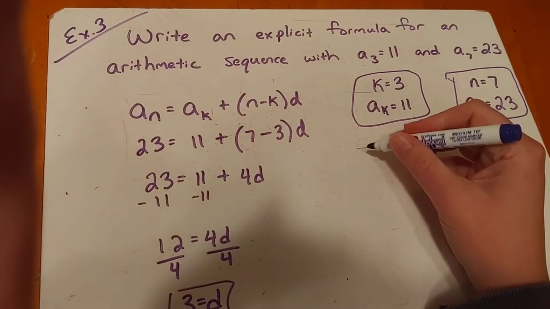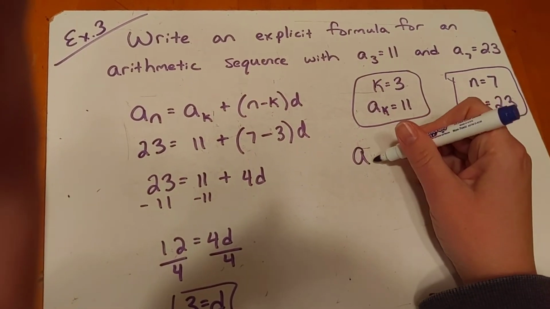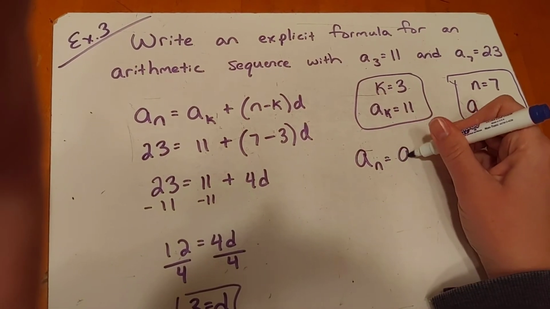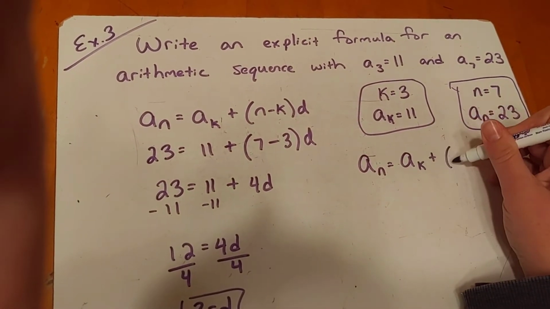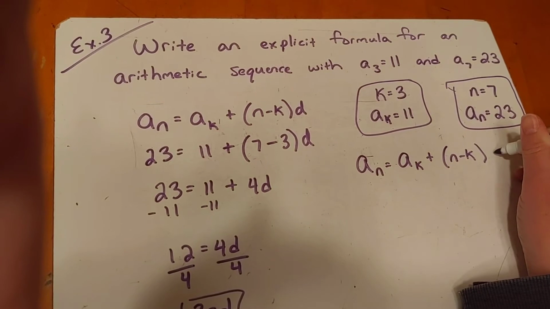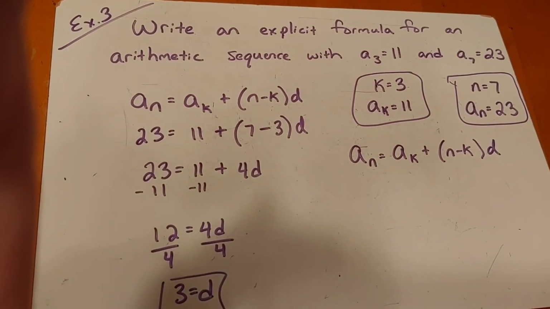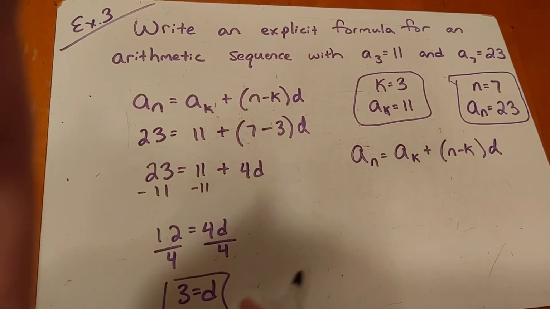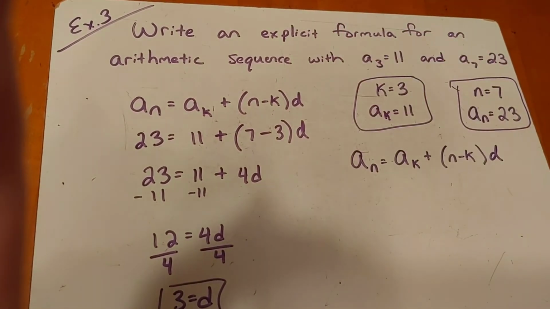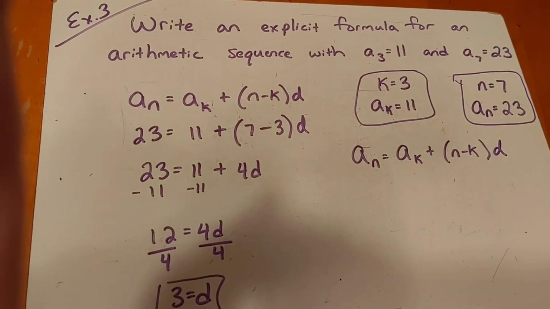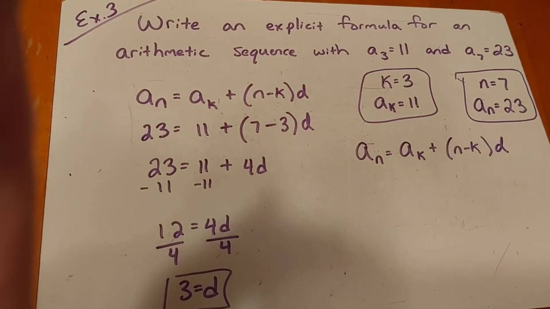So same formula. Here we go again. Round 2. A sub n equals A sub k plus n minus k times D. I'm still using this formula because I still don't know my first term. Now technically you could use this D, back up your terms, and just find your first term if you really want to use your other formula. But again, let's follow the problem through this way.